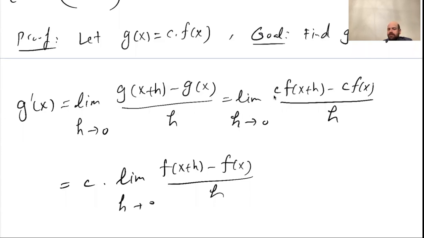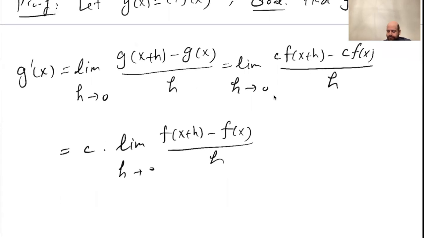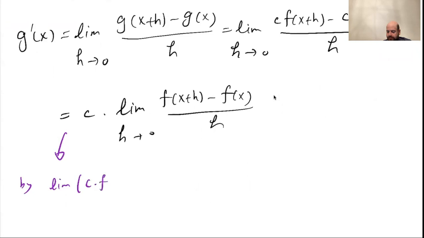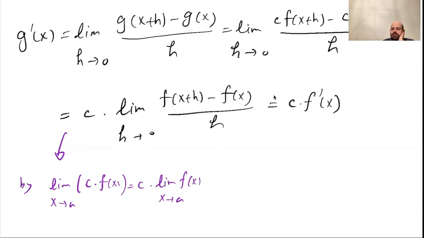If you have a limit of a constant times a function, of course, you can take the constant out according to the limit rules. For example, the limit of c times f of x as x approaches a, we can always say is c times the limit of f of x as x approaches a. And then this is equal to c times f prime of x, because the limit of f of x plus h minus f of x over h is f prime of x. So I can replace it with f prime of x, and the answer will be c times f prime of x.